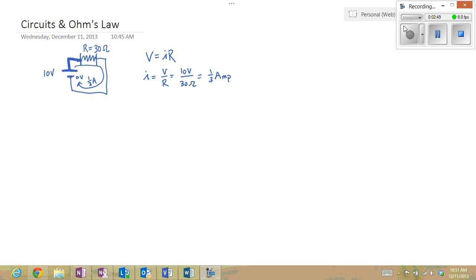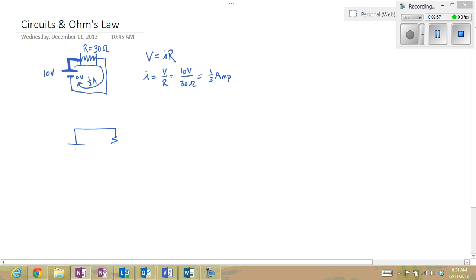Okay, so let's move on to a slightly more complicated circuit. We still have a battery, and let's this time put in 2 resistors in a row like this. When there is no branch, when there's no junction, we call this a series combination of resistors. Since it's in series, that means I only have one path available for me.